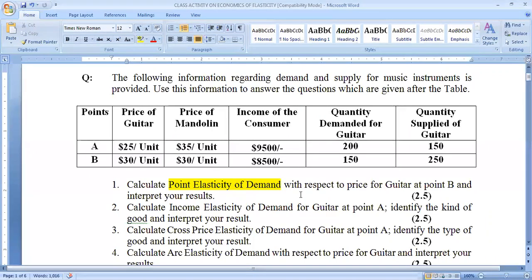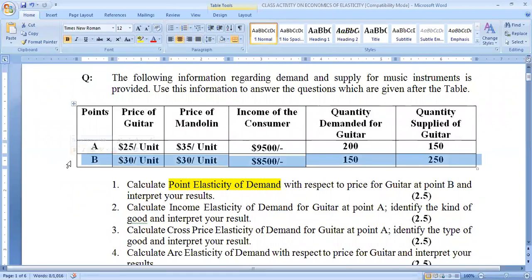So calculate point elasticity of demand with respect to price for guitar at point B. Here it has been nominated; earlier it was not nominated in the case of cross price elasticity and elasticity of supply, that is why we took point A as the point, right? But here we have identified, or we are being told by the questioner, examiner, that you need to find out the elasticity of demand at point B, right? So when we are going to find out elasticity of demand at any specific point, then that elasticity will be called point elasticity of demand, right?